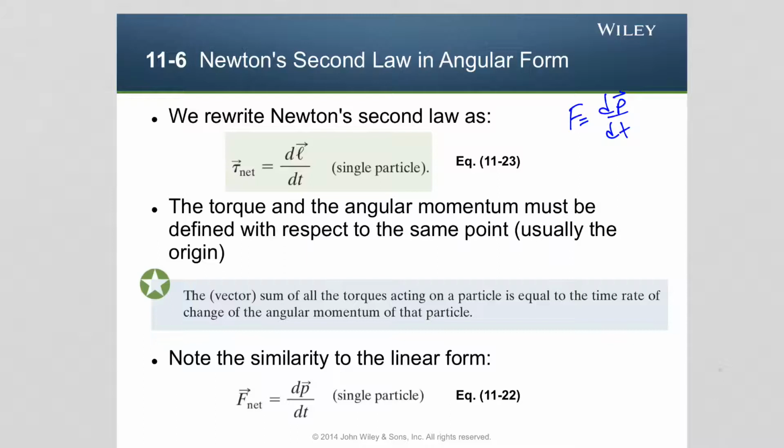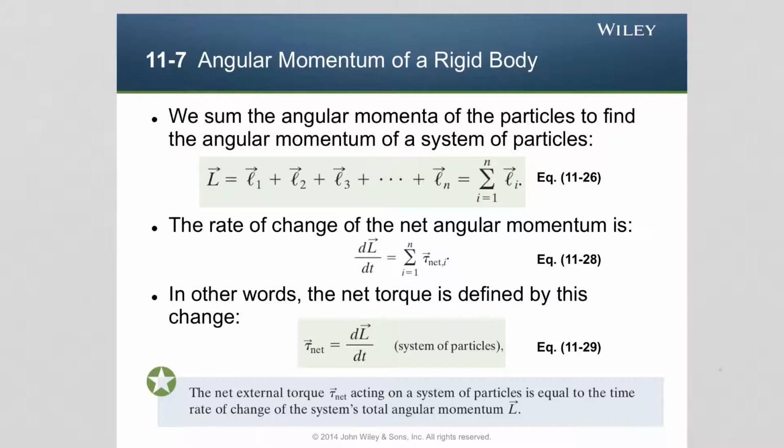Well, here we can apply the same idea for the rotational counterparts of those linear quantities. So the net torque is equal to the time derivative of the angular momentum for a particle. One important detail that you must be aware of is that both the torque and the angular momentum must be defined with respect to the same point in space. So if I calculate the angular momentum for one particle in a system of particles, then I can do the same calculations for all other particles in that system.